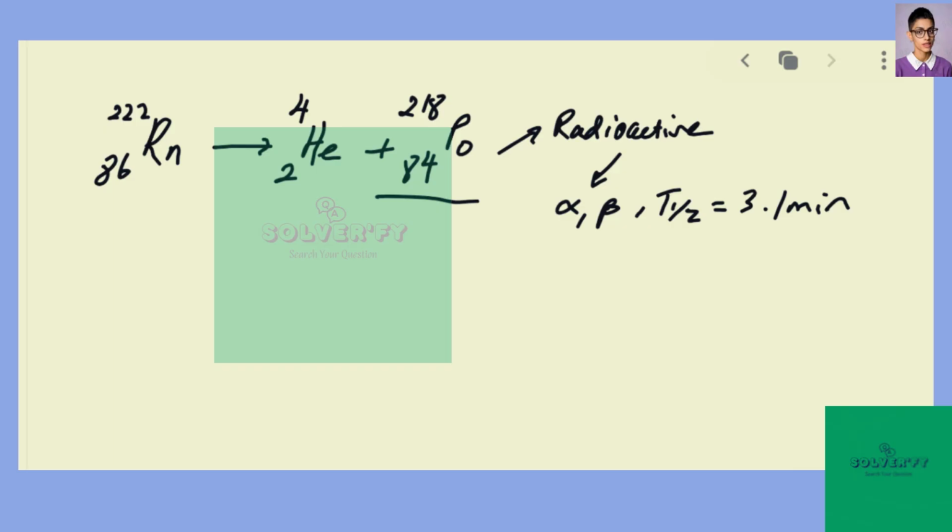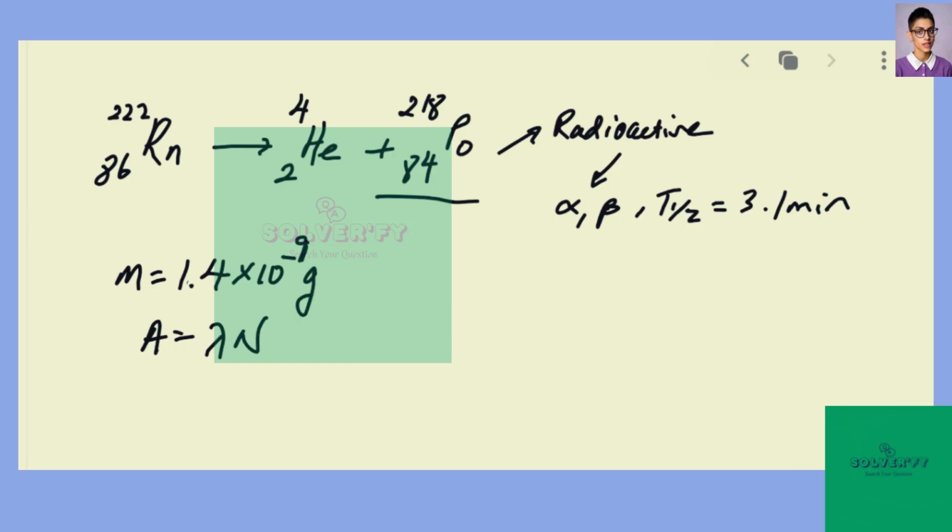Now, to find the activity, we are given a source of mass 1.2 nanograms. Sorry, not 1.2 but 1.4. That's 10 to the power minus 9 grams of radon. To find the activity, we will need the lambda, which is the decay constant, and the number of nuclides, N.